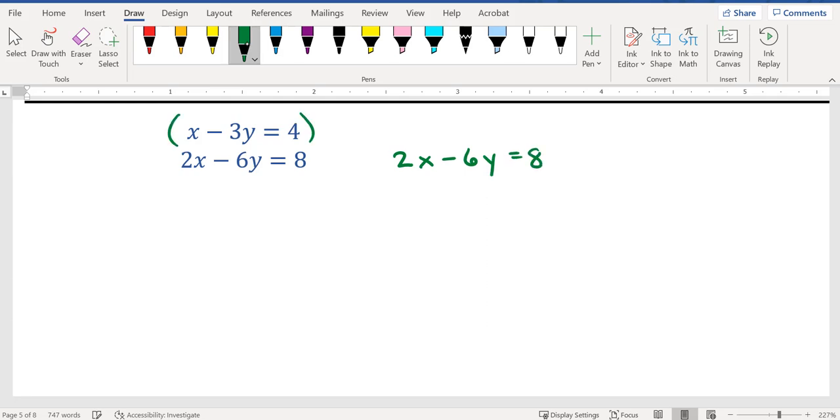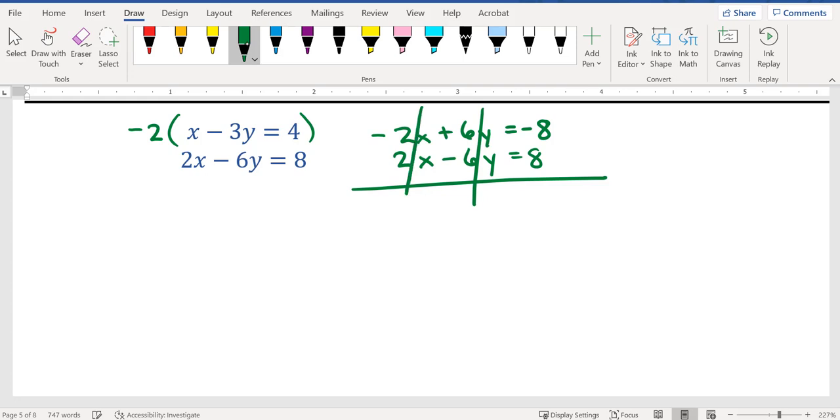The top equation, I need to turn negative 3y into a positive 6y, so I'm going to multiply everything by a negative 2. Negative 2 times x is negative 2x. Negative 2 times negative 3y is positive 6y. Negative 2 times 4 is negative 8. What's been eliminated? Well, the 6y minus 6y, that's what I was going after. That was eliminated, but negative 2x plus 2x is also eliminated. So on the left-hand side, I get 0. On the right-hand side, negative 8 plus 8 is also 0.